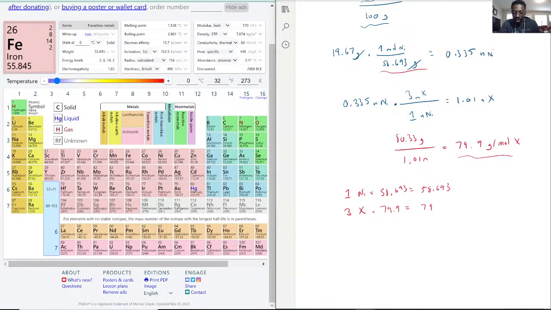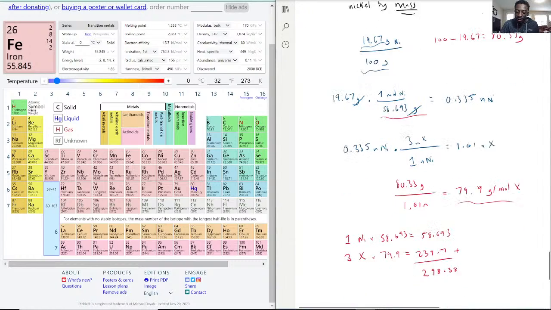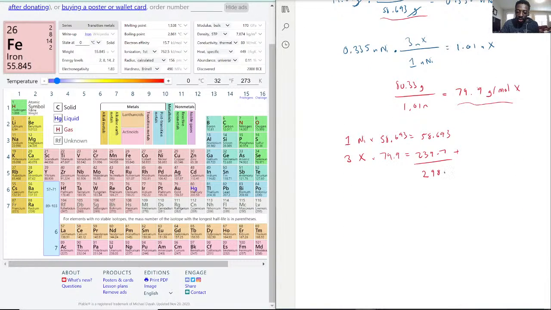58.693, 79.9, oops, sorry, times 3, that's 239.7. Add them together, plus 58.693. The total we have is 298.38, but let's make sure we round it correctly. 19.67, so we want 4 significant digits as our total answer, so 298.4.